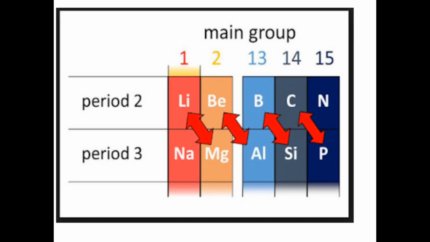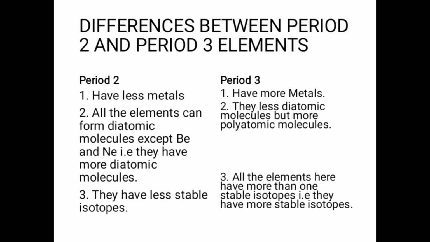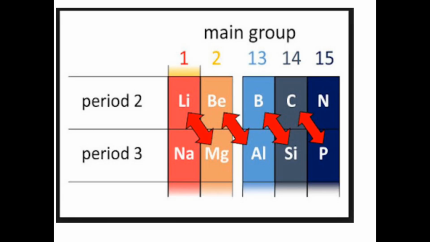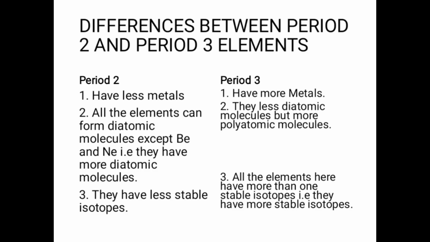They have fewer stable isotopes. For period 3, all the elements have more than one stable isotope. You can talk of, for instance, magnesium, sodium. You have sodium-22, sodium-23, sodium-24, and the like. So each element in period 3 has more than one stable isotope. This is a key difference between them.